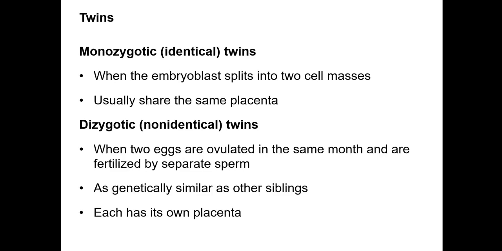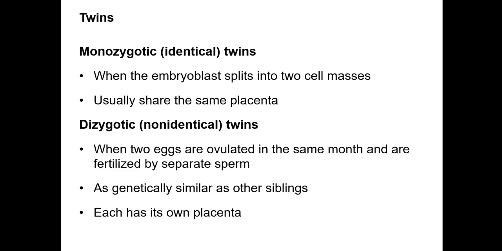Now, twins can sometimes occur during this process. We can have 2 different types of twins: monozygotic twins, which are identical twins, or dizygotic twins, which are non-identical. Monozygotic twins happen whenever the embryoblast, which is a fertilized embryo, zygote, splits into 2 cell masses. So you have 2 developing embryos that are genetically identical to one another and that are sharing the same placenta. So they're going to look exactly the same. They're going to have the exact same DNA, as far as monozygotic twins go.